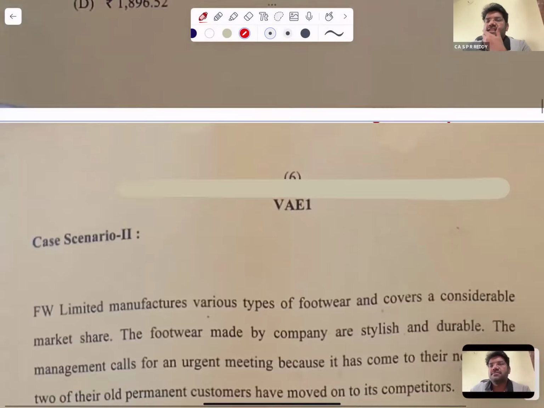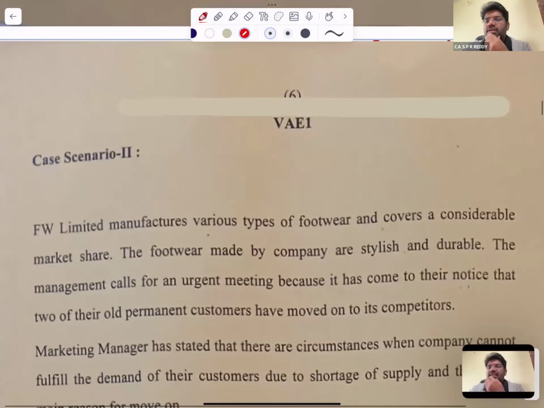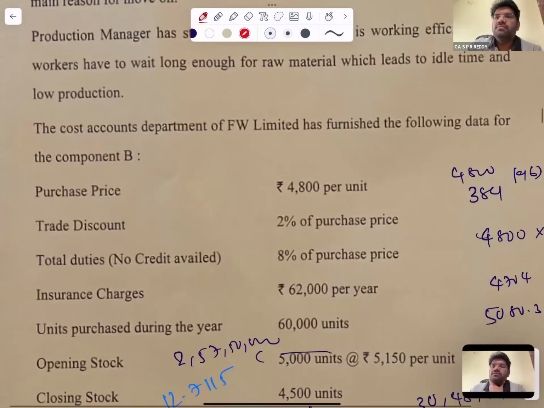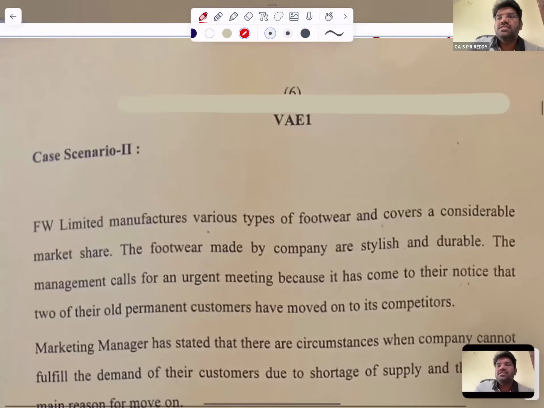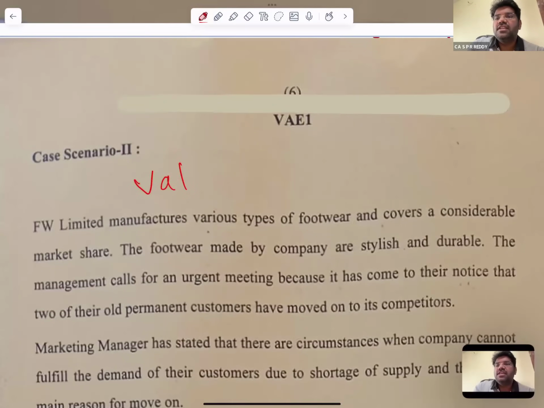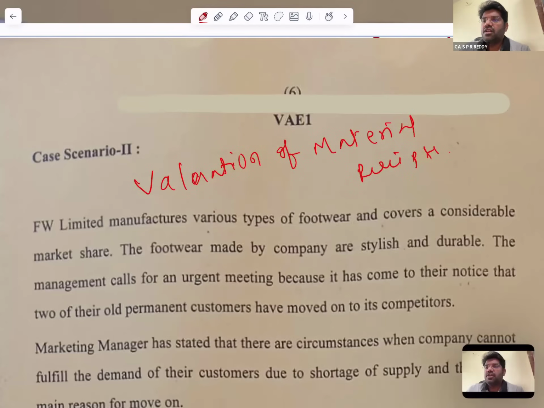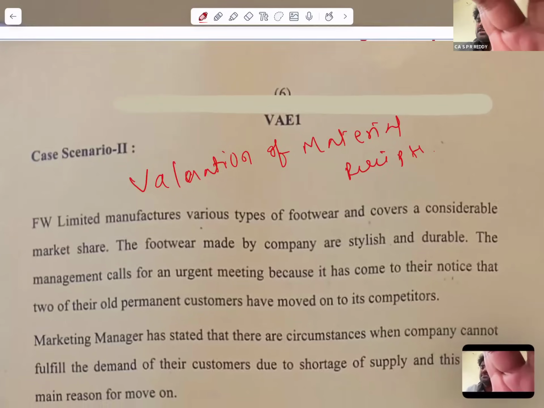So that was case scenario 1. Case scenario 2 is relating to raw material valuation, valuation of material receipts. On placing of order, we receive the raw material, and when issuing the raw material, we need to assign values to it. So that is the reason we always record first the stores ledger.